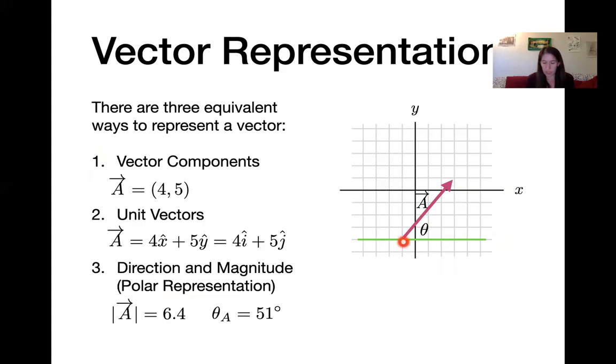And by direction, I mean some angle measured relative to one of our axes. So here this green line is parallel to the x-axis. And so I could tell you the direction of A by giving this angle measured relative to this line, which is parallel to the x-axis. So it turns out for this particular vector, if I were to actually measure it, this would equal 51 degrees.